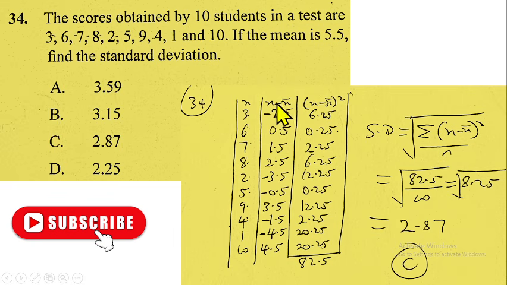So we can find x minus x bar according to this formula. So x minus x bar will be x minus this x bar. So 3 minus 5.5 will give us minus 2.5. 6 minus 5.5 will give us 0.5.